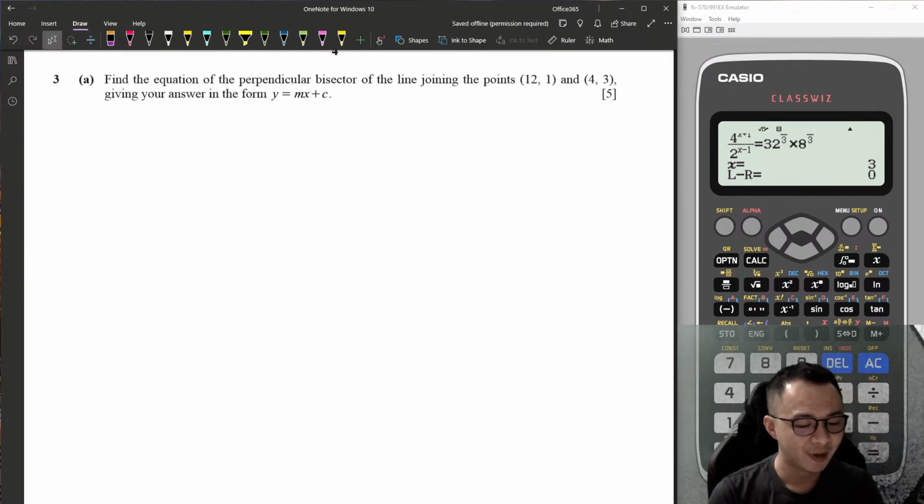Alright. Next one. Find the equation of the perpendicular bisector of the line joining these 2 points, and give your answer in the form of y equals mx plus c, which is my channel name.